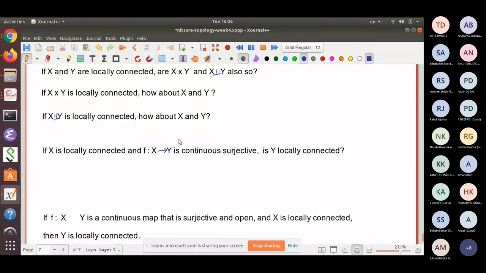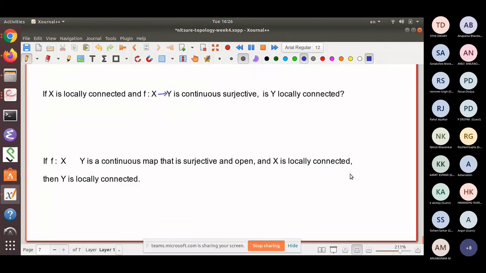Now, if X is locally connected and if f from X to Y is continuous and surjective, is Y locally connected? Okay. If f from X to Y is a continuous map that is surjective and open and X is locally connected, then Y is locally connected. This is true. Prove it.